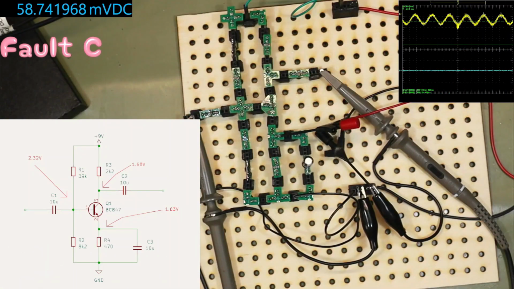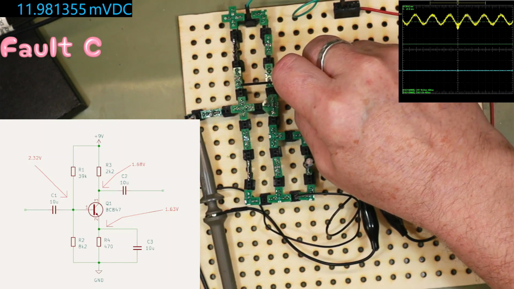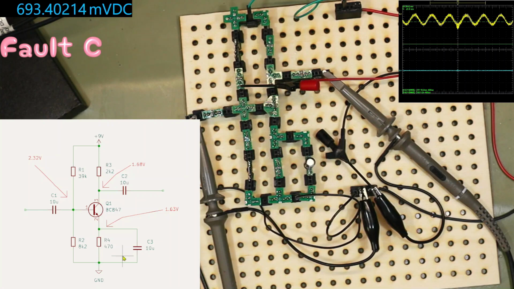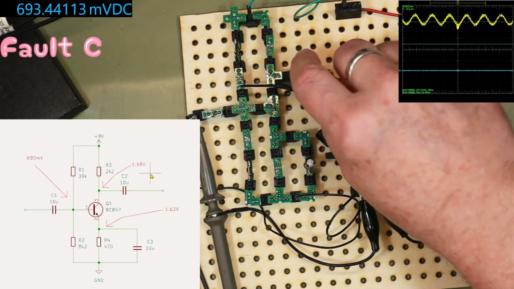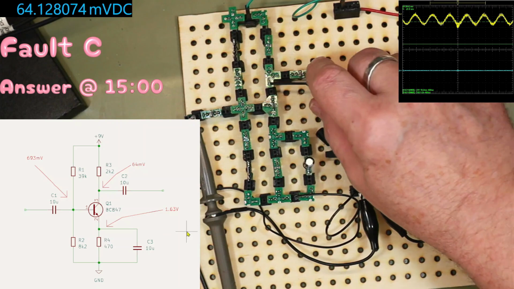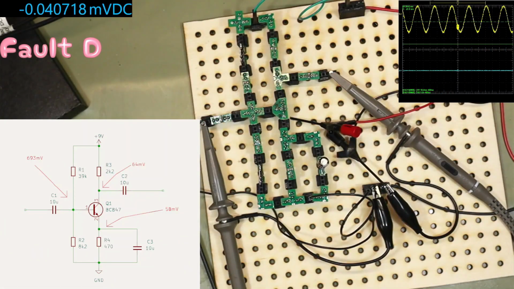Right, we'll move on to fault C, or number 3 if you're into numerics. And what we've got here, the input is present, there's no output. So again, let's measure the voltages. So, the base, what have we on the base? 693 millivolts. What about the collector? 64 millivolts. What about the emitter? 58 millivolts. So there we have it.